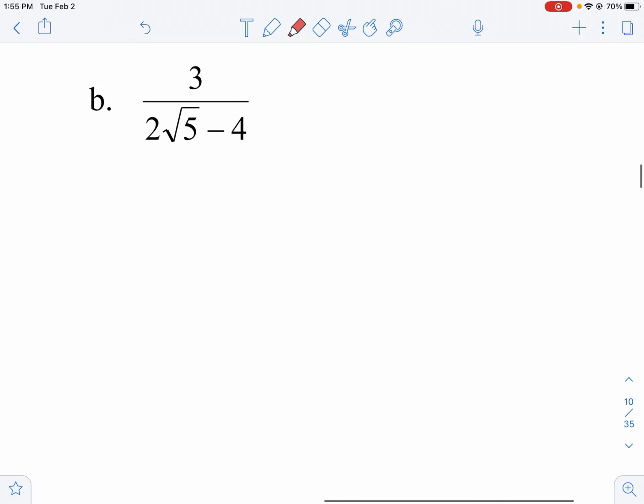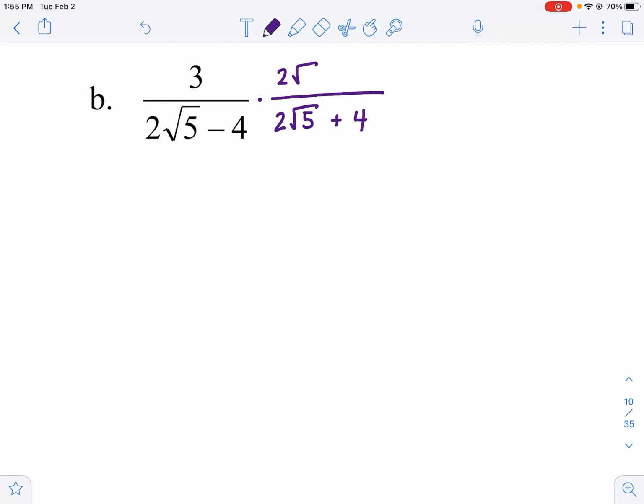All right, let's look at B. Again, I say, oh, I see a radical in the denominator. We do not like that there. There is subtraction, so I'm going to multiply the numerator and denominator by a special 1. So in this case, it's 2 root 5 plus 4. We only change the sign, that middle sign. So my numerator is 3 times the quantity, 2 root 5 plus 4.